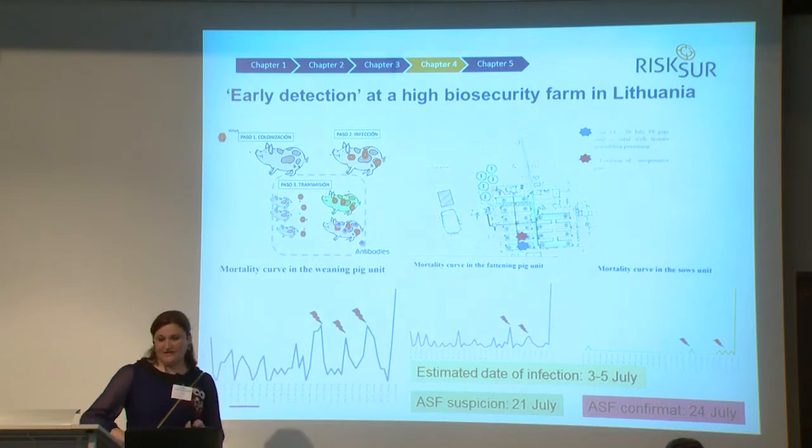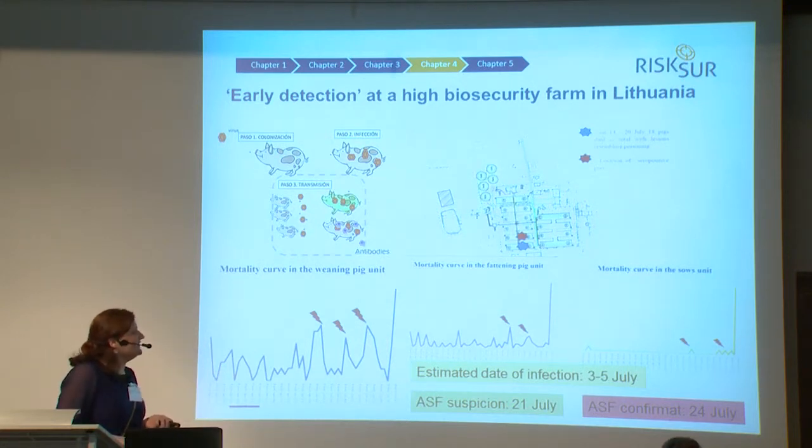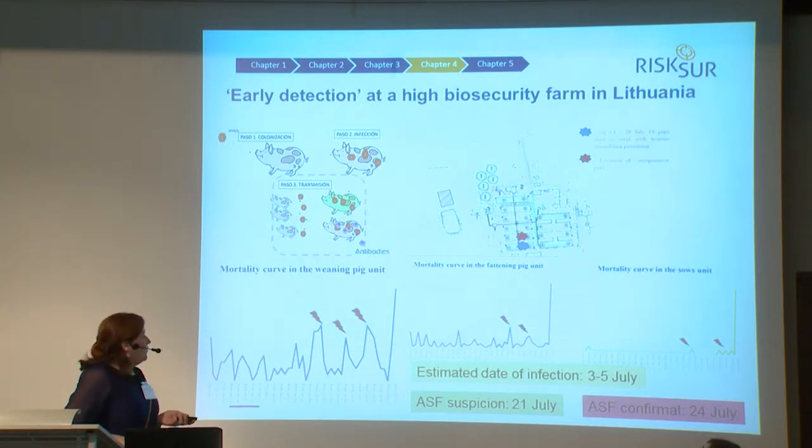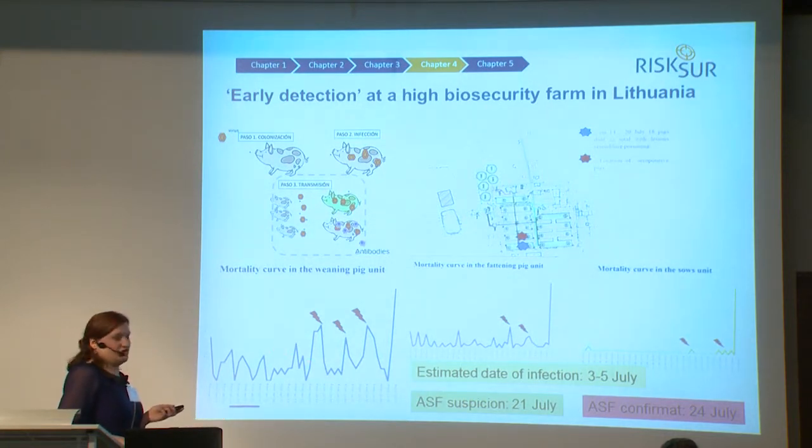So this was seen very clearly in this early detection scenario at a high biosecurity farm in Lithuania, where the expected high mortality and acute phase of the disease was not suspected until the 21st of July. Now, when this farm was investigated, the actual mortality peaks in the different weaning, fattening, and sows units didn't show a differing picture that could suggest what was going to become.